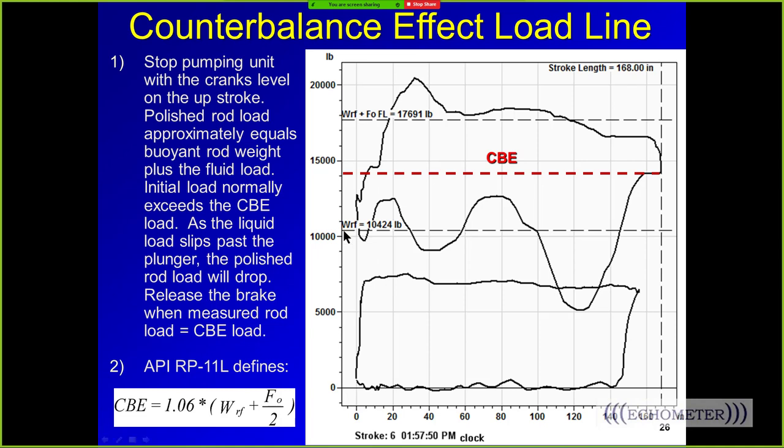All right, so here, the counterbalance effect load line, this is talking about we stop with the cranks level on the upstroke, and we weigh the rod string with the load cell, and we start to release the brake, and the slippage is letting the fluid load drop off. And once the fluid load drops off to this point right here, when we release the brake, then the measurement that we're making with our load cell matches the effect of the weights from the crank, the load effect from the crank and the weights, when they're at 90 on the upstroke. And so here we measured this with the load cell. And this is the API RP 11L equation that would be used to calculate that line.